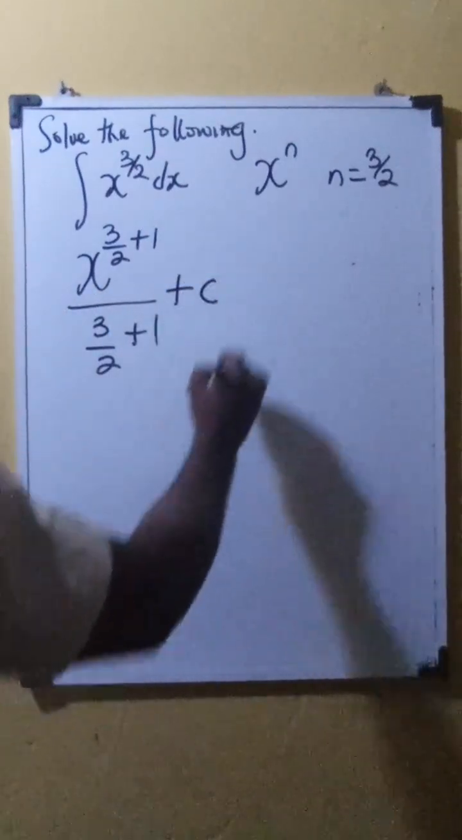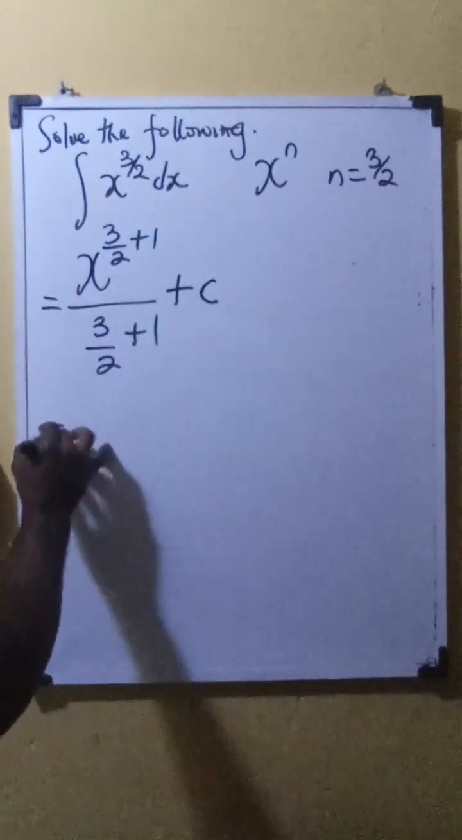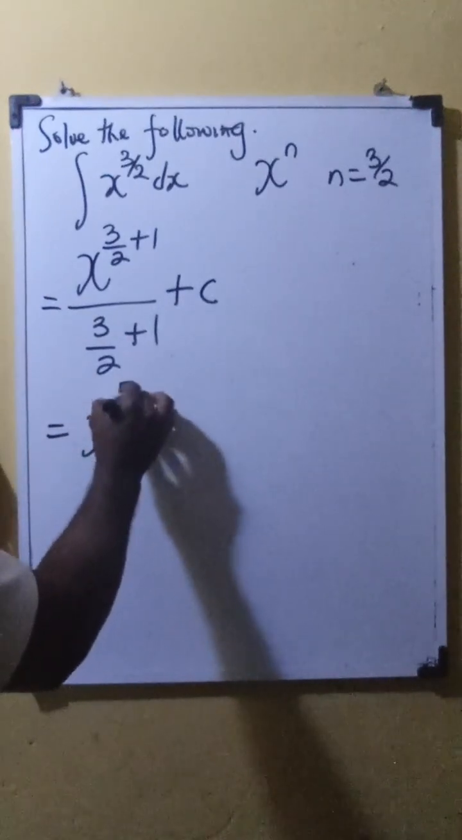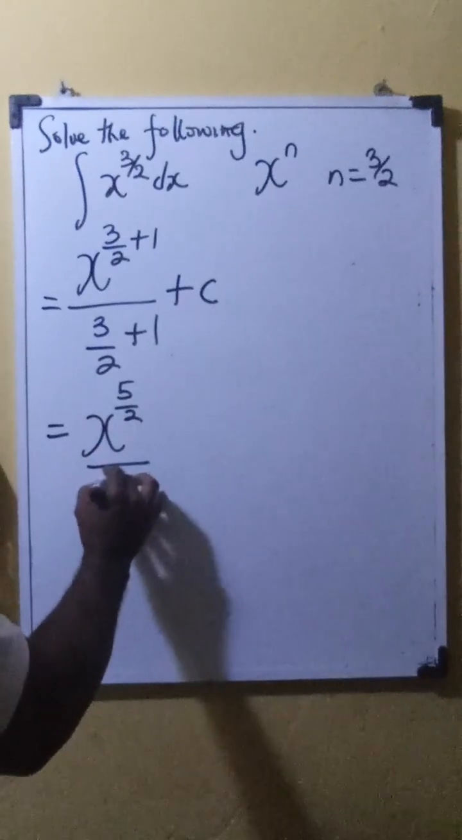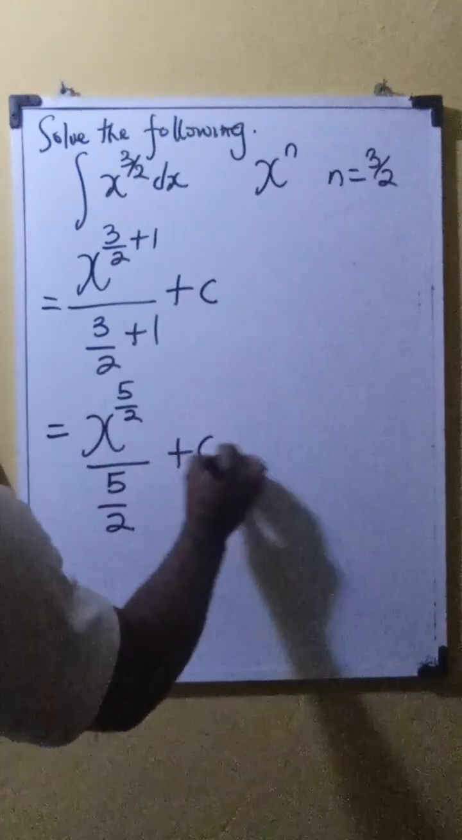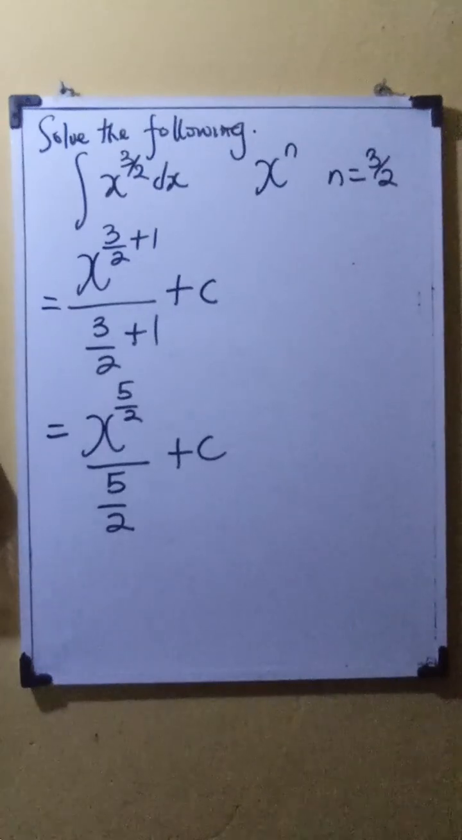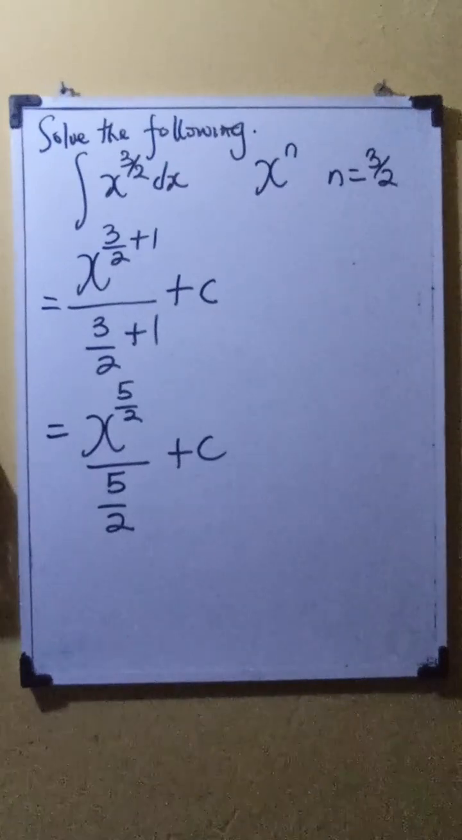Remember, you need to add a plus c. So we can now say x raised to the power 5 over 2, divided by 5 over 2, plus c. Did you get that? That's where we are supposed to get to. But now the question is, can we break this down further? No, that is where we ought to stop. I hope that clears the point.